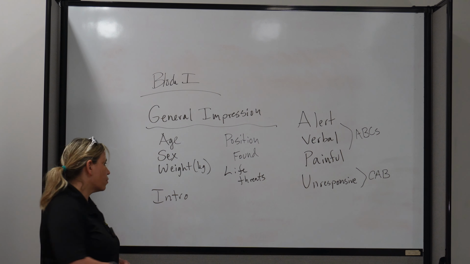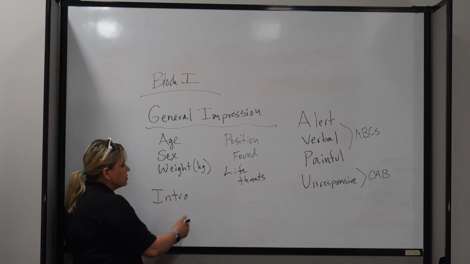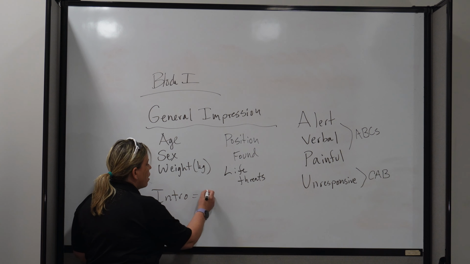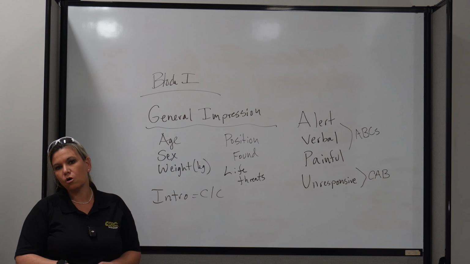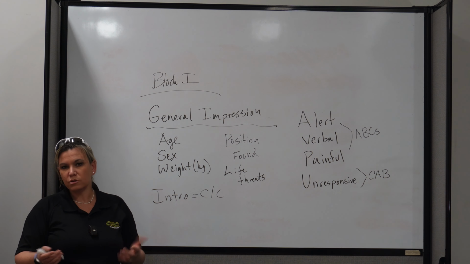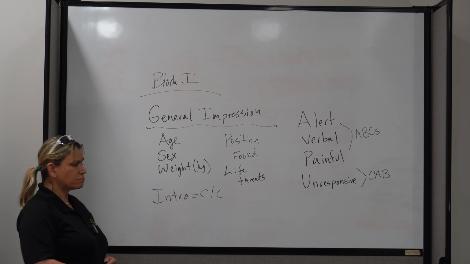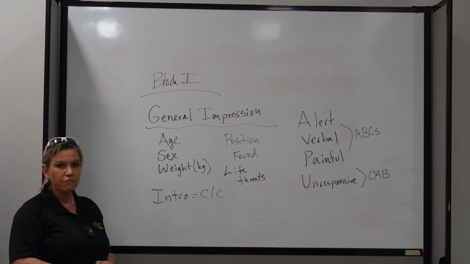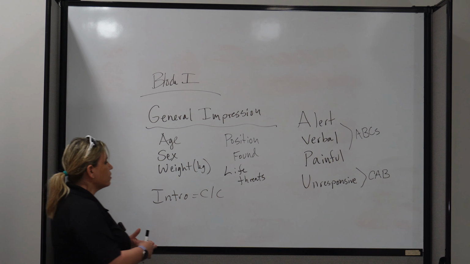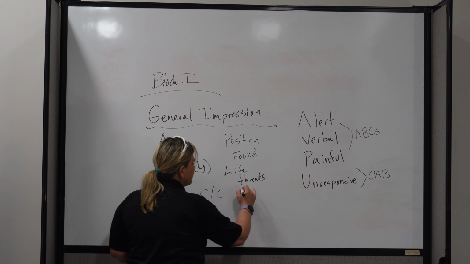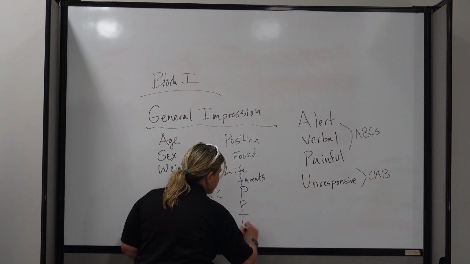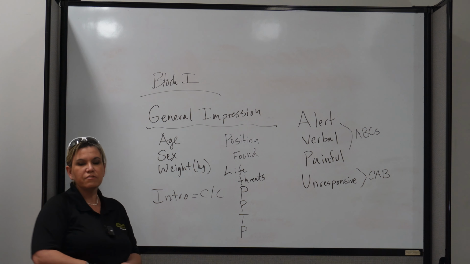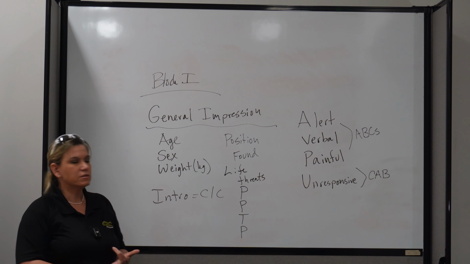That wouldn't work out very well. And that introduction is going to lead to our chief complaint. So our chief complaint is why the patient called 911, because that's pretty much what we're there to figure out, okay? So after we get our chief complaint of our patient, then we're going to walk through our PPTP. So the PPTP is basically trying to find out if my patient is alert and oriented.